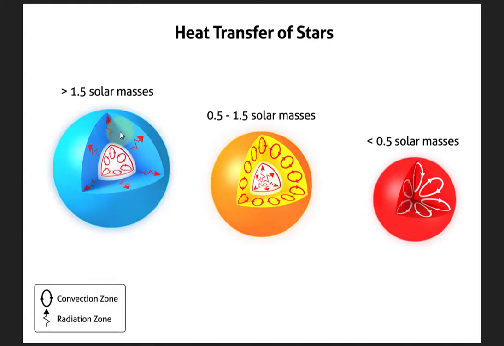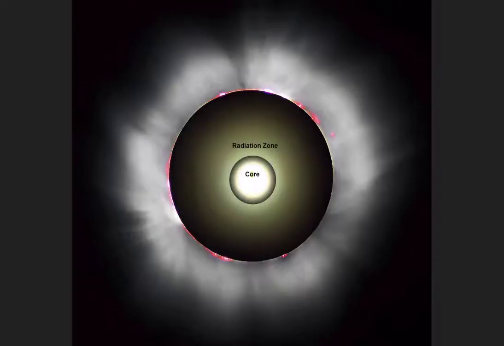It's in the outer layers of massive stars that energy is transferred via radiation. So it's the opposite of the sun. When we compare the size of the core in the sun to the size of the core in more massive stars, the smaller stars actually have a larger core relative to their size than the larger stars.